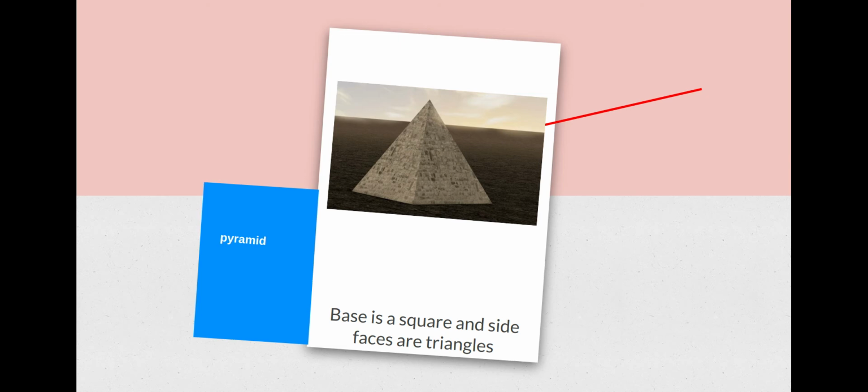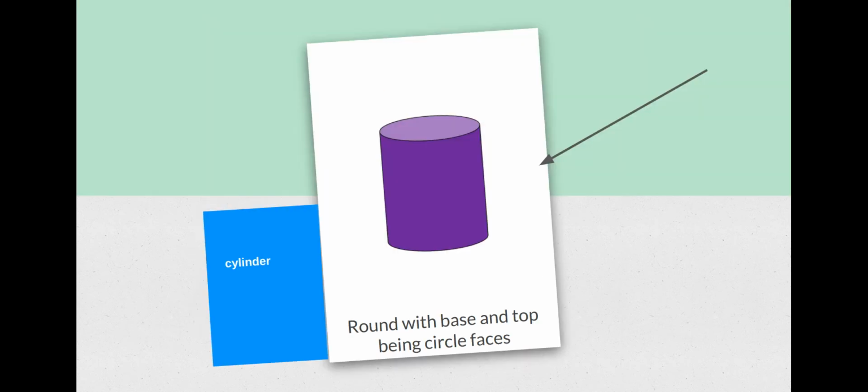A pyramid. The base is square and the side faces are triangles. It also comes to a point at the top and has a vertex at the point there. Do you see that? A cylinder. It has a round base and a round top. And they're both circles. So you can see the top here is a circle. And then the outside, of course, is round. So there's really no flat edges on the cylinder. There's no vertices either, as you can see.